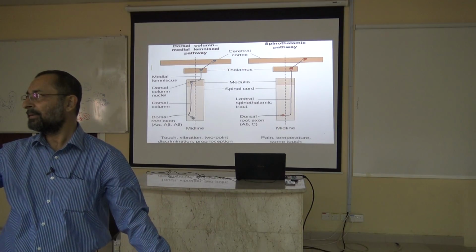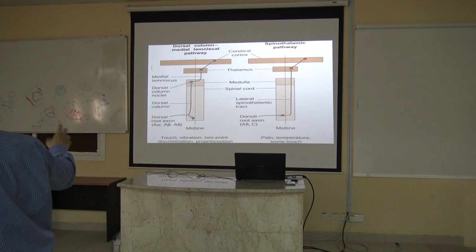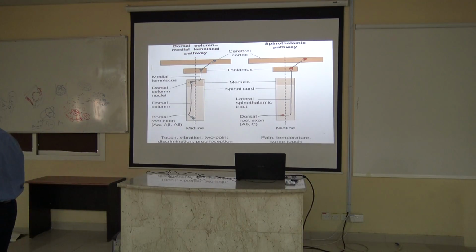Is that clear? So 3 nuclei and 2 synapses. 3 neurons, yes, and 2 synapses. Okay, so you are clear about the number of synapses, you are clear about the number of neurons, you are clear about the nuclei also present here.